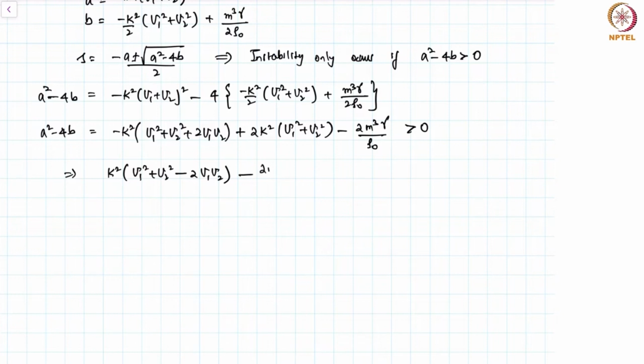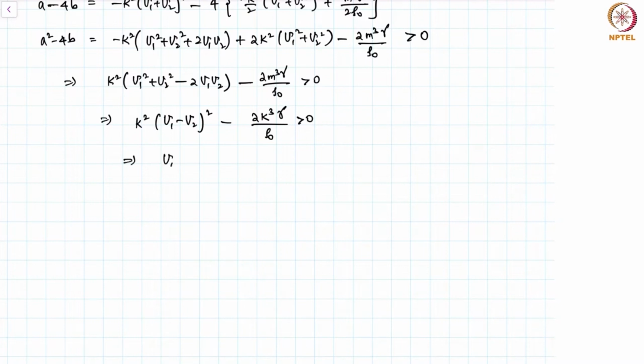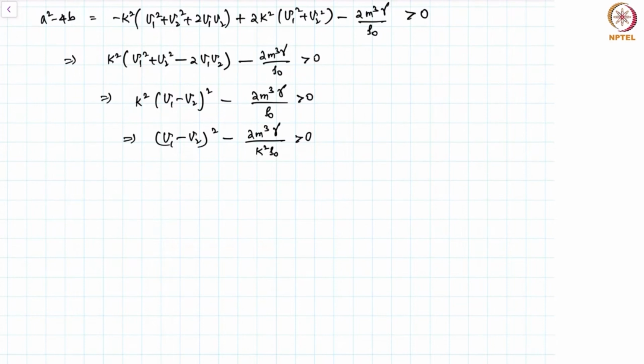minus 2m cube gamma by rho naught has to be greater than 0, and I simply get k square times u1 minus u2 whole square, minus 2m cube gamma by rho naught. This has to be greater than 0. So u1 minus u2 whole square, minus 2m cube gamma by k square rho naught, should be greater than 0. Or I can simply write that the magnitude of u1 minus u2 has to be greater than the square root of 2m cube gamma by k square rho naught. Right? This is what we have.